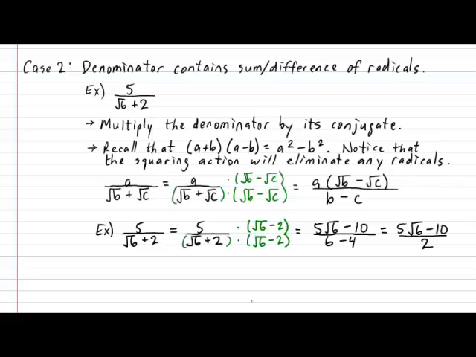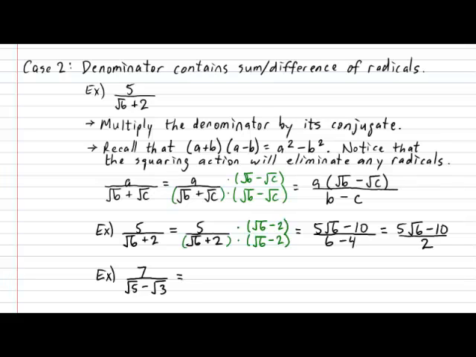Let's try another example. I would like for you to try this one on your own. Suppose I asked you to rationalize the denominator in the following: 7 over root 5 minus root 3. Go ahead, pause the video and try it now. Alright, let's see how you guys did.